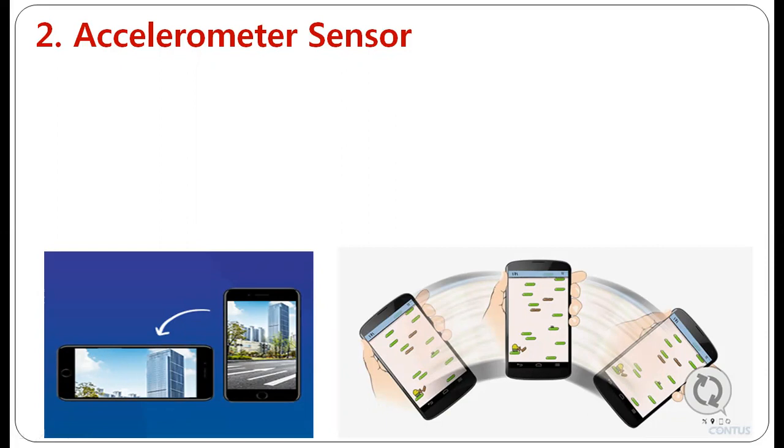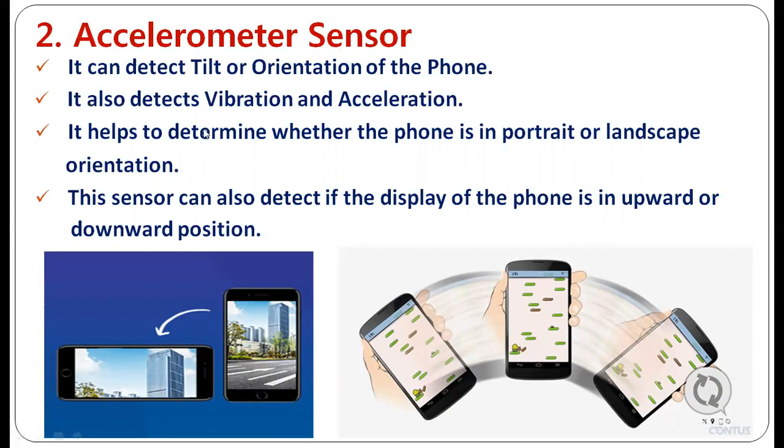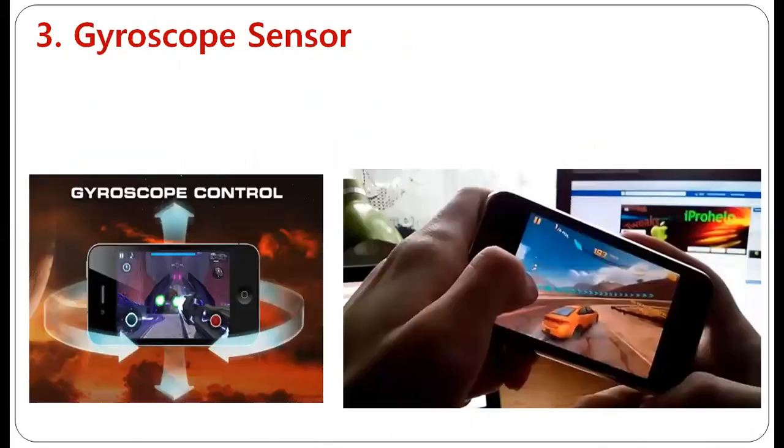It will also sense the acceleration. It can detect the tilt or orientation of the phone. It also detects the vibration and acceleration. It helps to determine whether the phone is in portrait mode or landscape mode. This sensor can also detect if the display of the phone is in upward or downward position. So in some of the phones, if we get a call, generally the ringtone starts ringing, right? If we keep the phone in a downward direction, immediately the screen as well as the ringtone will be turned off. That is mainly because of this sensor.